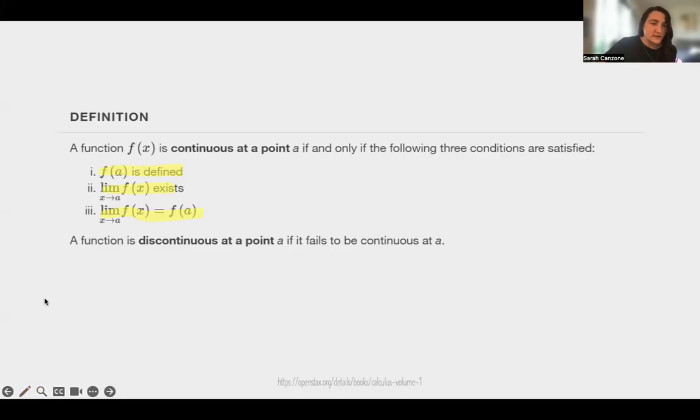Essentially, the most important thing is really just this third aspect, because one and two are taken into account in three. So the limit as x approaches a of f of x must be f of a. If that's true, then we are continuous at that specific point. Now, that doesn't mean that the function is necessarily continuous. That just means the point is continuous.